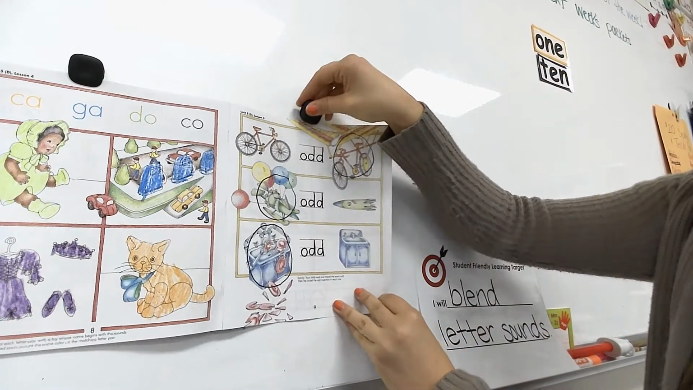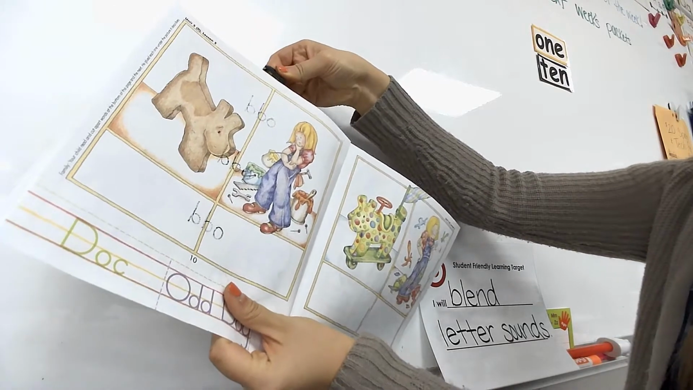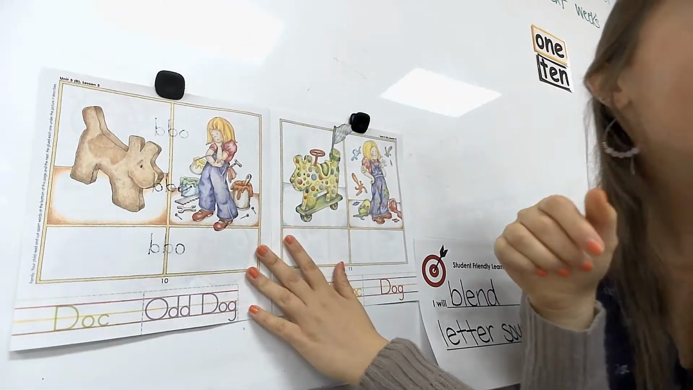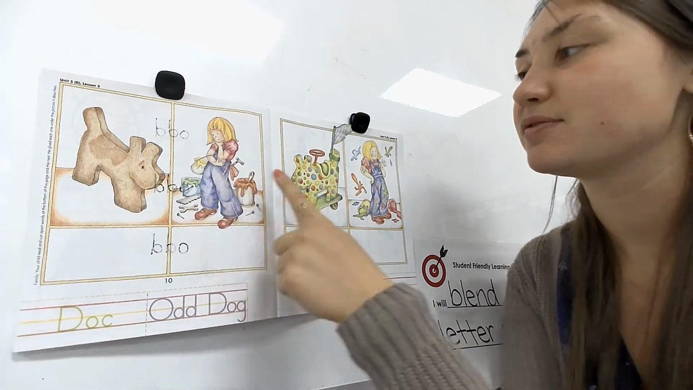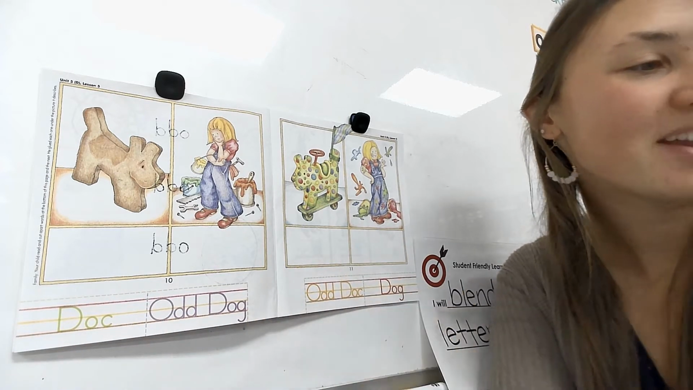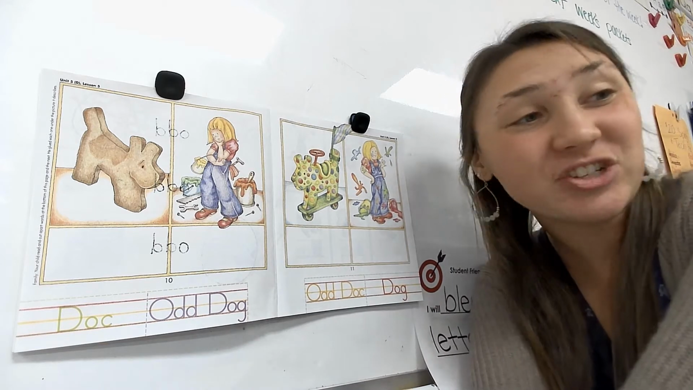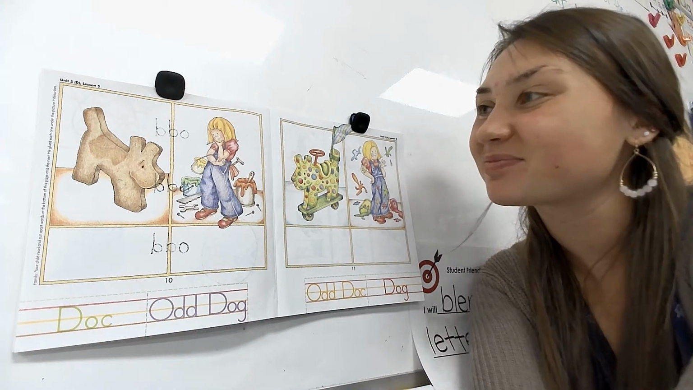Turn to pages 10 and 11. Those pages look like this, with these 4 pictures on them and the 4 sets of words at the bottom. These 2 pages actually tell a story about Doc.